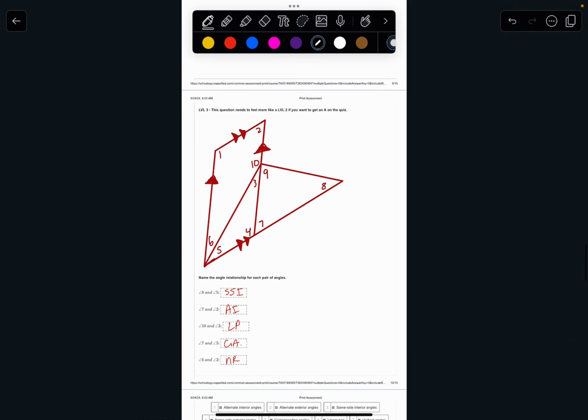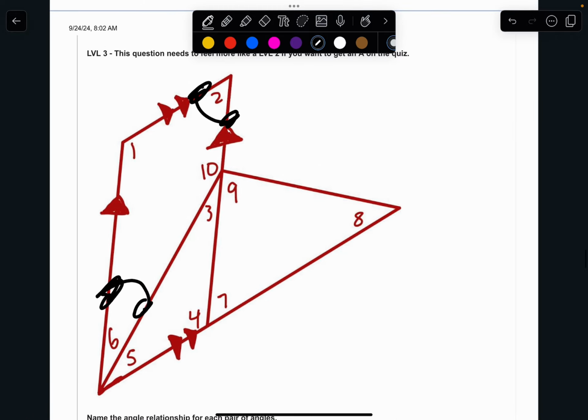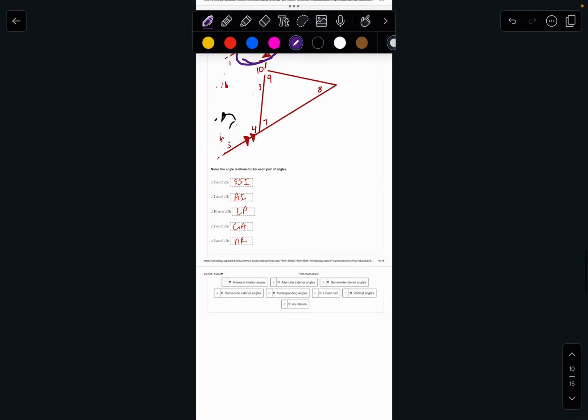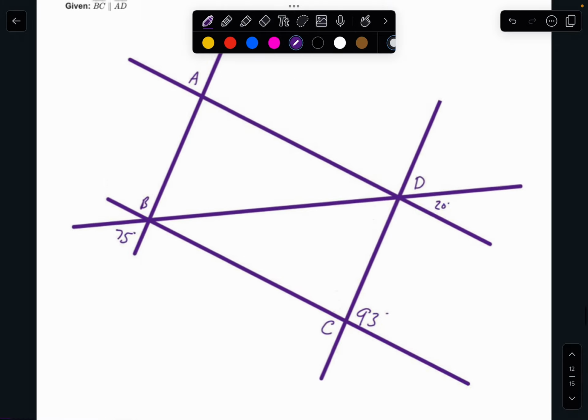And then finally, we've got 6 and 2. Here's 2. Here's 6. There's no line in common. There's no line in common, my friends. If I were to erase angle 6, like both lines that make angle 6 are gone, is angle 2 still good? Yes. No relation.